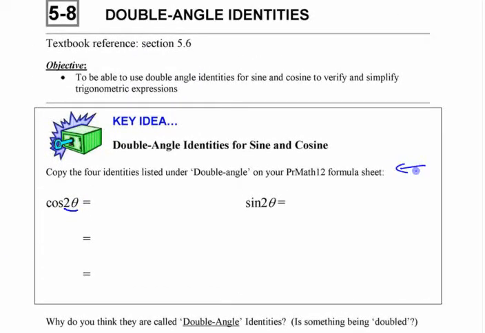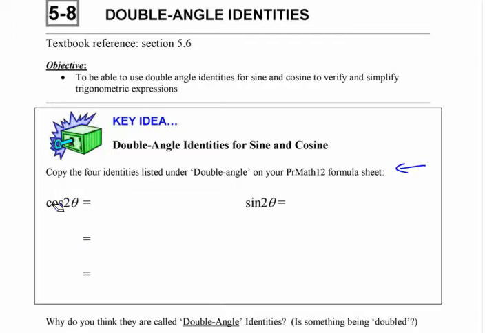I've asked you to copy them out off your sheet, which you can do at some point. Maybe I'll actually just write them for you here. There's 3 equal signs here because there's a bunch of versions for the one for cosine of twice an angle. Again, I want you to realize what this is. Because people don't always put brackets here, it's cosine of twice an angle.